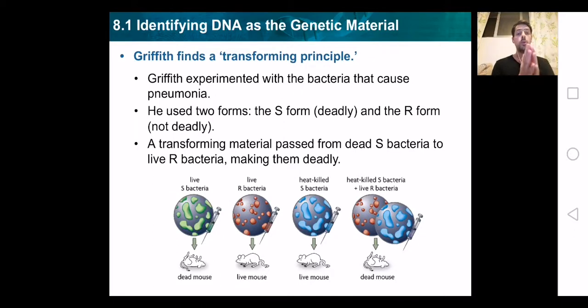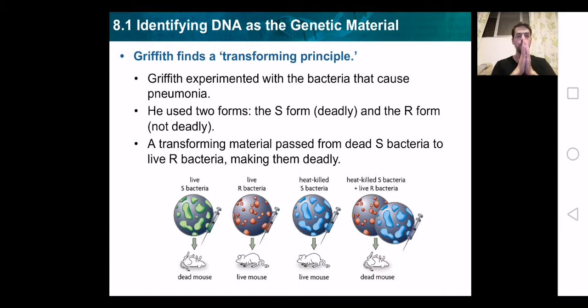Okay, now Griffith experimented with the bacteria that cause pneumonia. We said that. He used two forms of the bacteria, the S form, which we call the deadly form, and the R form, which is not deadly. Now, a transforming material passed from dead S bacteria to live R bacteria and made them deadly. Now, we're going to explain this.